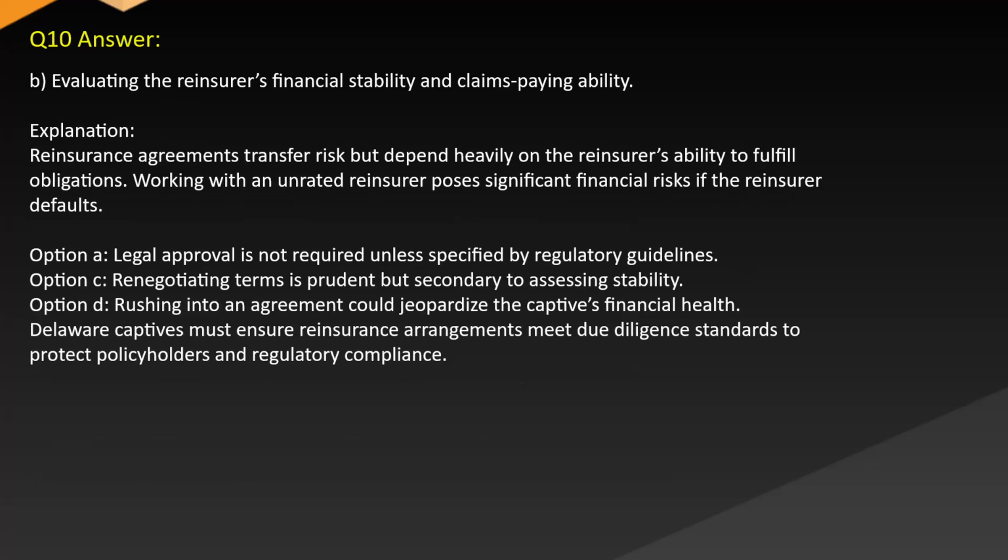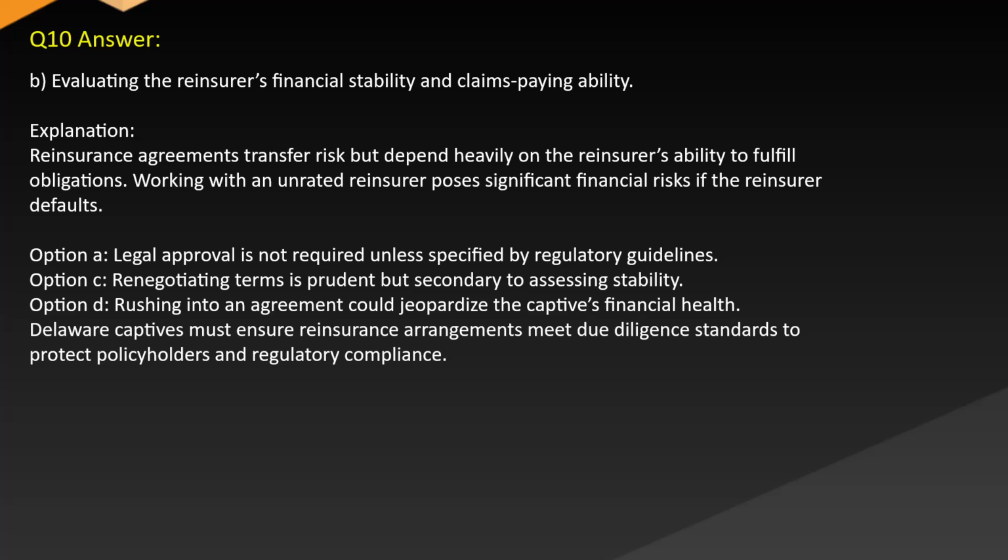Answer: B. Evaluating the reinsurer's financial stability and claims paying ability. Explanation: reinsurance agreements transfer risk but depend heavily on the reinsurer's ability to fulfill obligations. Working with an unrated reinsurer poses significant financial risks if the reinsurer defaults.